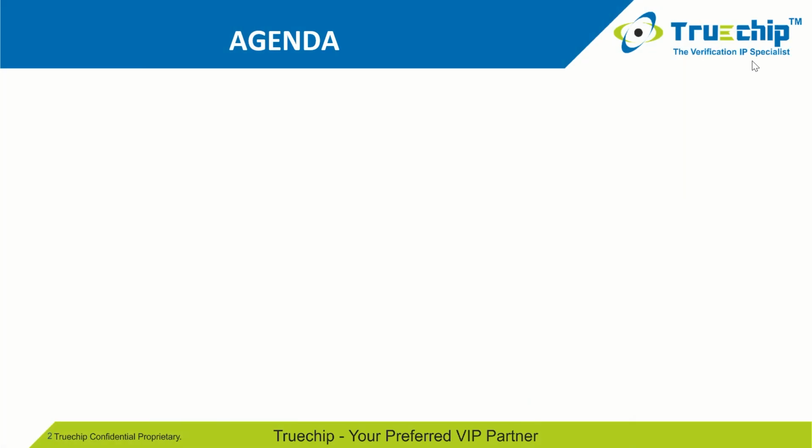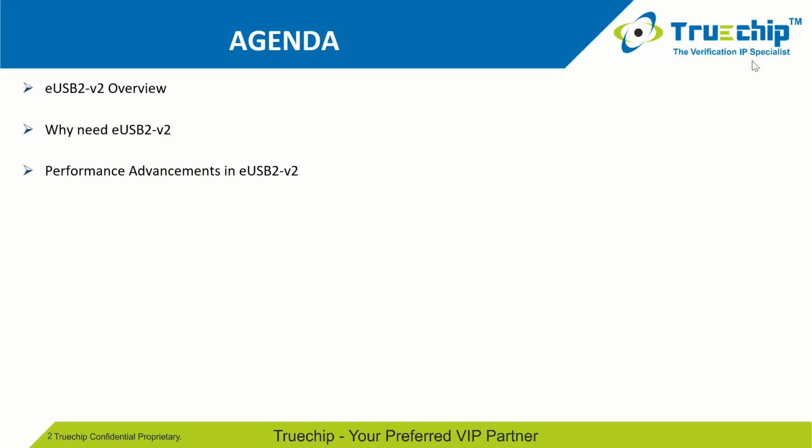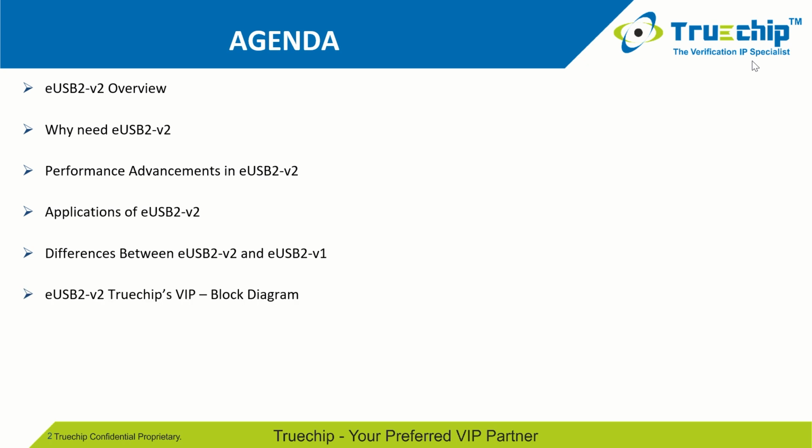Here's our agenda for today. We will start with an overview of eUSB2 V2, then discuss the reasons why it's needed. We will explore the performance advancements, its application, and the differences between eUSB2 V2 and eUSB2 V1. We will then focus on TrueChip's VIP for eUSB2 V2, including its block diagram and key features. And finally, we will touch upon a sanity test case to demonstrate its practical application.